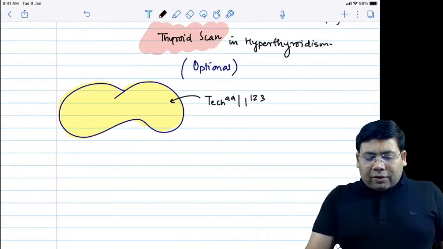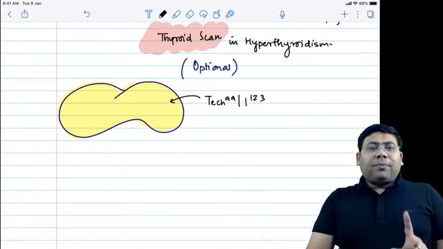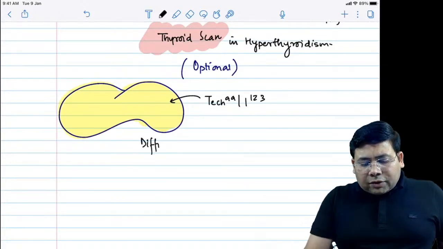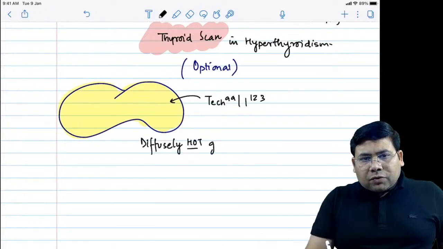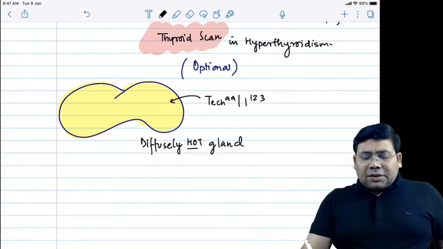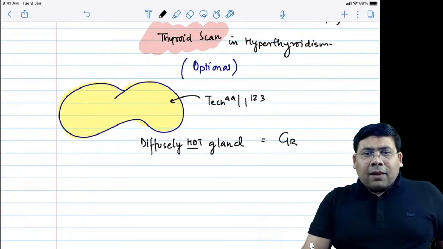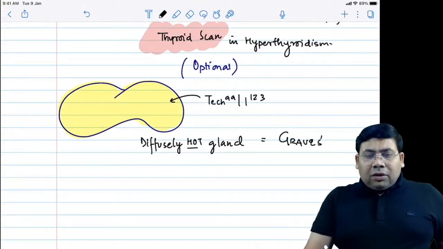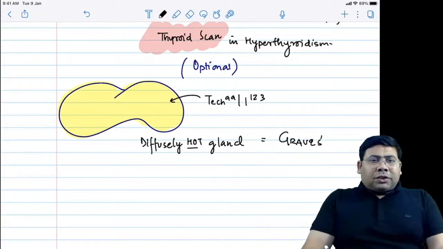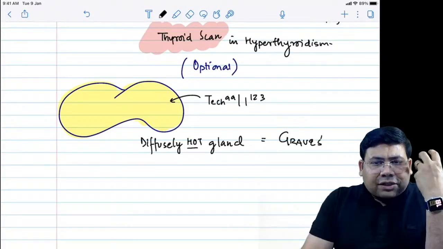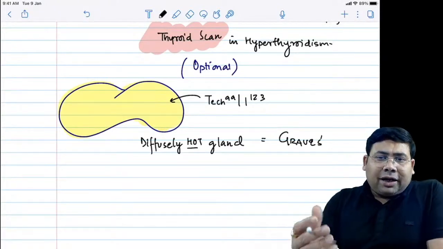Now this is very, very important. Uniform uptake of the gland, so a diffusely hot gland. If there is a diffusely hot gland, what is going to happen in this case? This is what is known as Graves' disease. Why? If you see, this is diffuse toxic. This is Graves' disease.